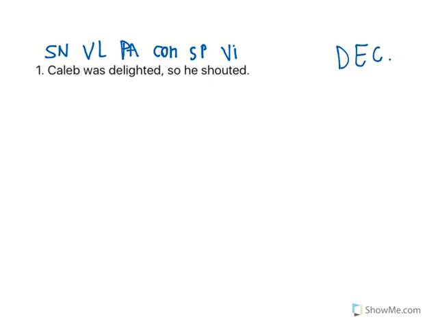And now, this is where things start to get different, because we're learning that this is no longer a simple sentence. This is a compound sentence. And we know that because it doesn't just have one clause, like a simple sentence does. It has two. And we see that both of the clauses are independent clauses. They have a subject and a verb, and they make complete sense. Caleb was delighted, he shouted. And they're connected by a coordinating conjunction and a comma. So we know that this is not a simple sentence. It is a compound sentence.